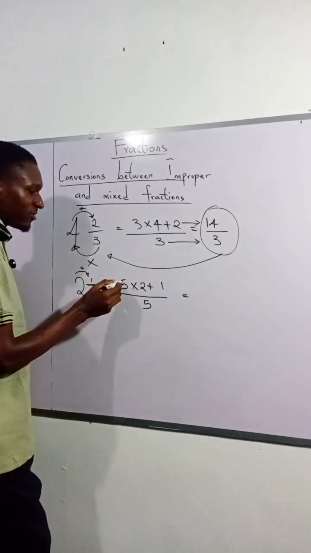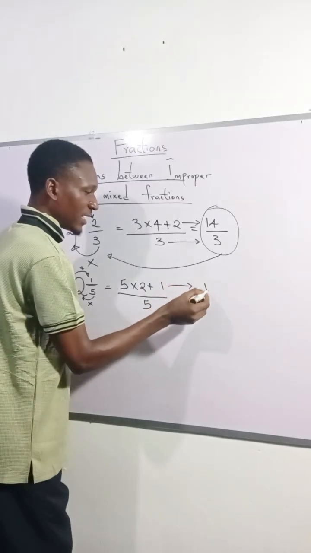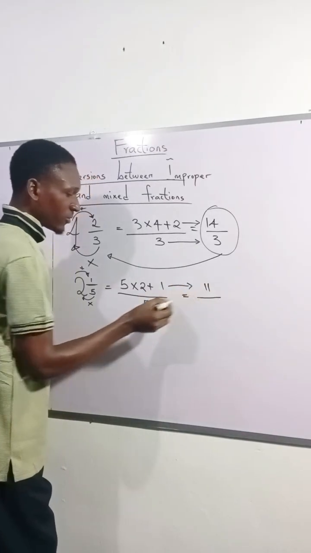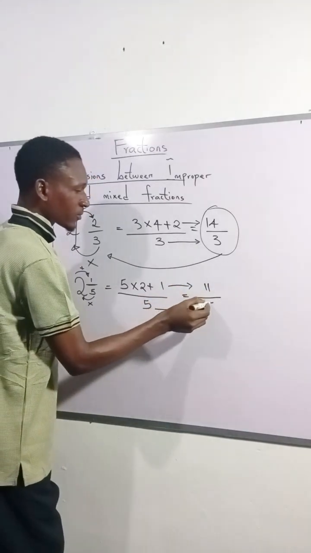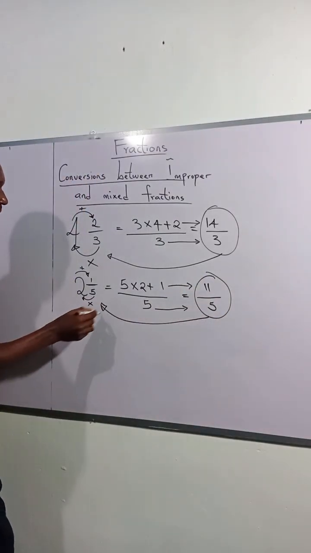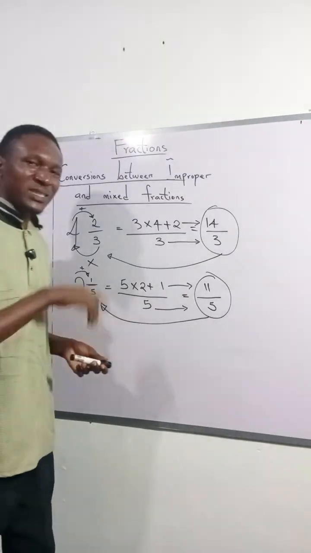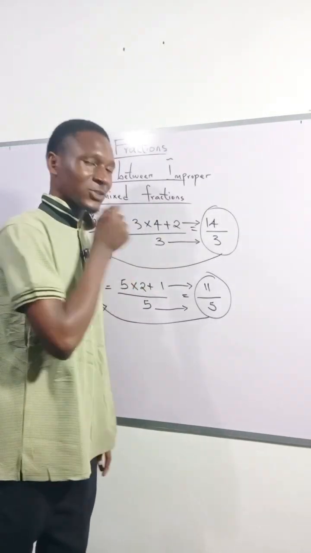Equal to, now you are going to do it. 5 multiplied by 2 is 10. 10 plus 1 is 11. Out of, the 5 still goes. And you see that this is an improper fraction. So this is how you convert from mixed fractions to improper fractions.